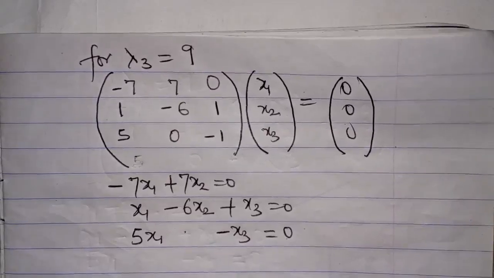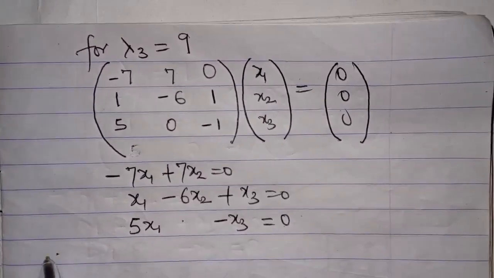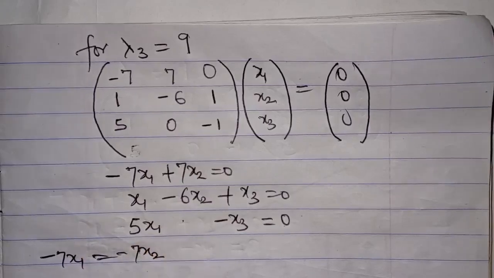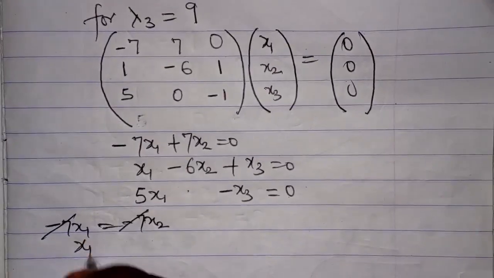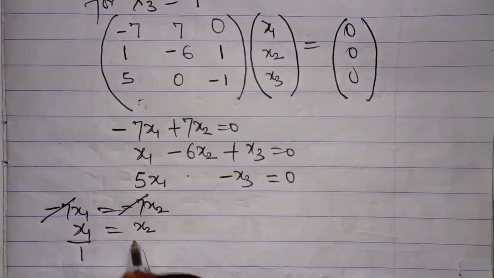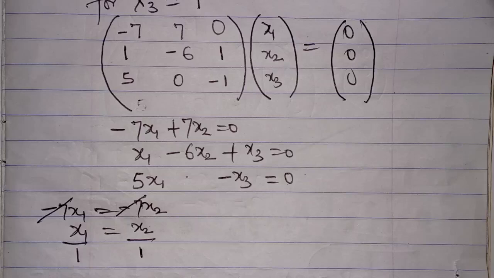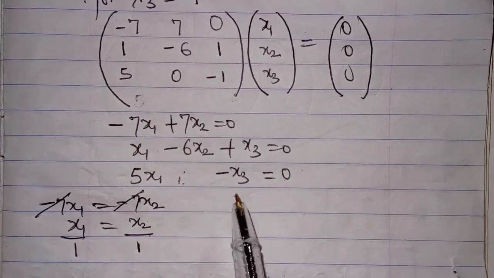From equation 1, we can say that minus 7x1 equal to minus 7x2. Minus 7 will cancel minus 7, and x1 is simply equal to x2, which is the same thing as saying x1 over 1, x2 over 1. Let me now look for an equation that connects x1 and x3 or x2 and x3. Equation 3 connects x1 and x3, so let me work with that.